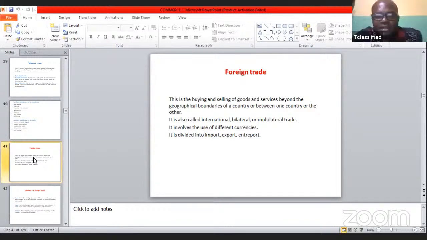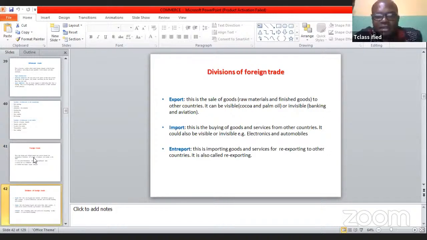So divisions of foreign trade: export. This is the sale of goods, mostly raw materials and finished goods, to other countries. It can be visible, like cocoa and palm oil, or invisible, like banking and aviation. Now we also have import. This is the buying of goods and services from other countries. In export, you're selling to other countries. For import, you're buying from other countries. It could also be visible or invisible. So an example of visible: importing electronics and automobiles. That's what Nigeria normally imports.